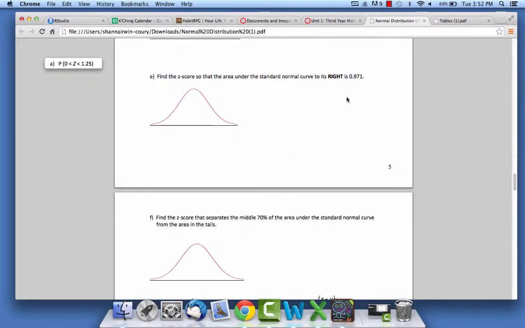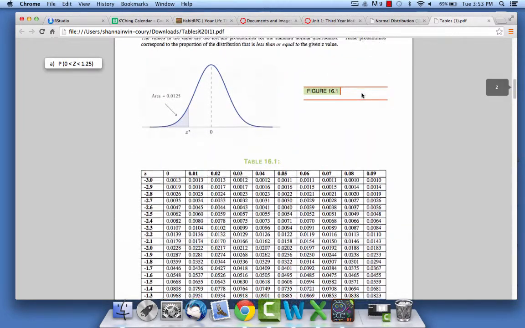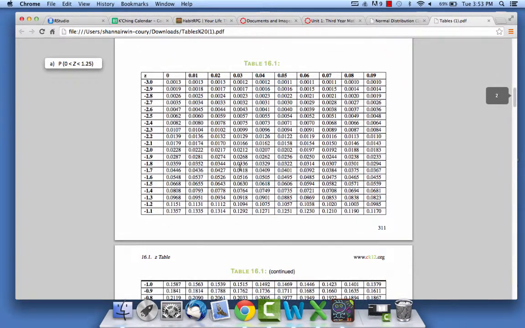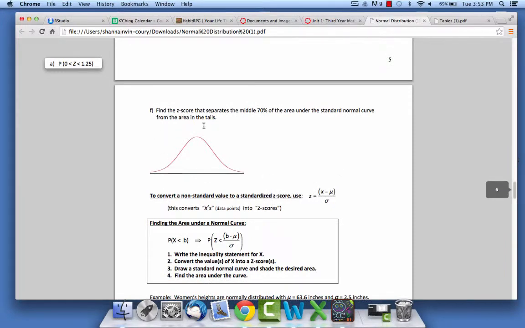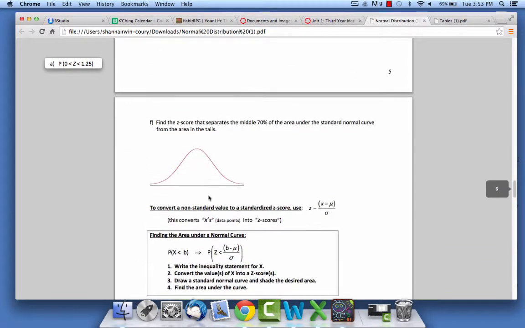To the right is 0.971. Pause. So you should have looked for 0.029. So minus 1.90. And now we want to find the one that has the middle 70%.